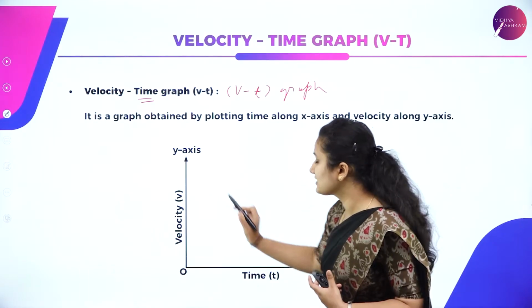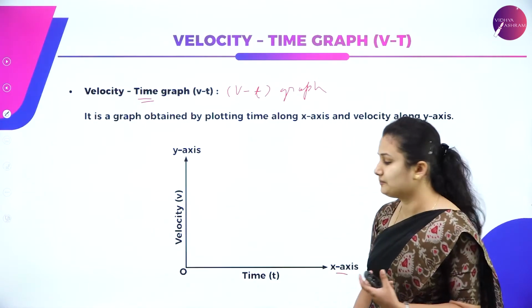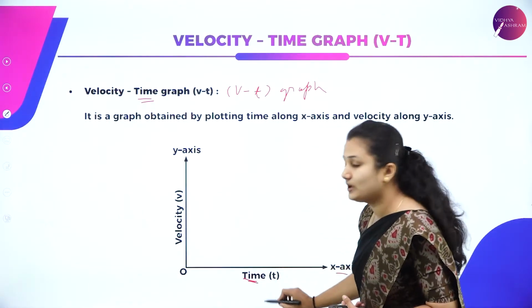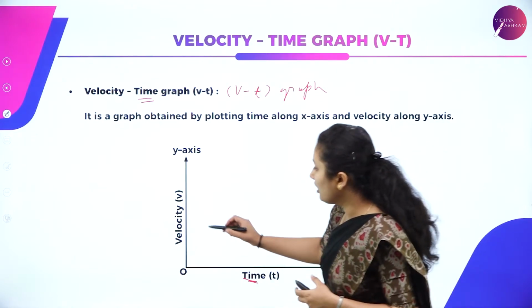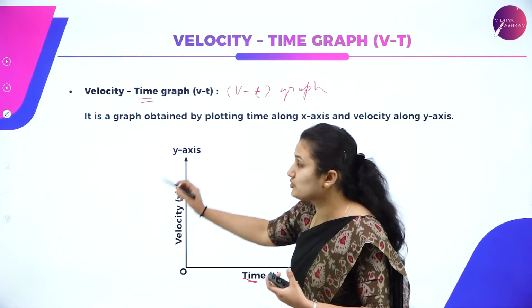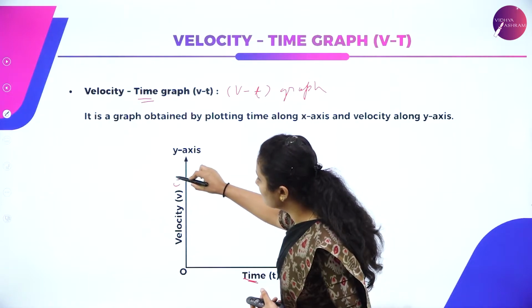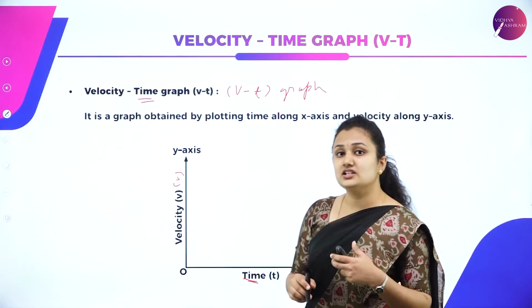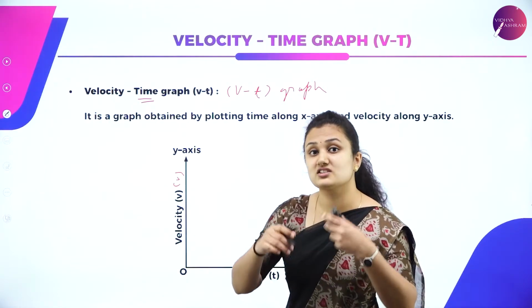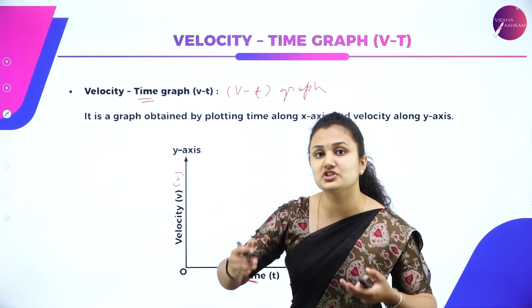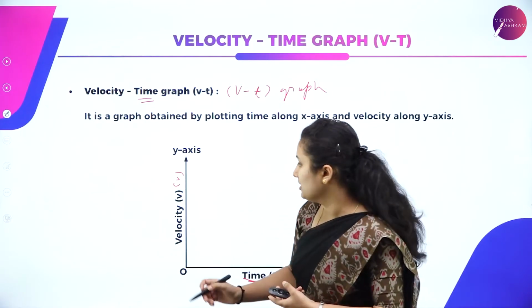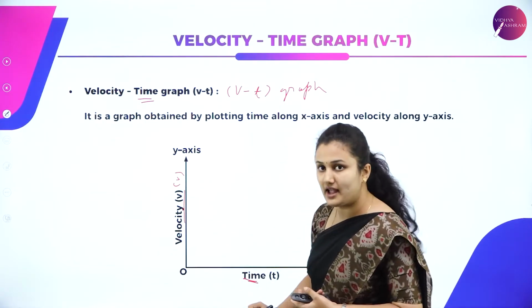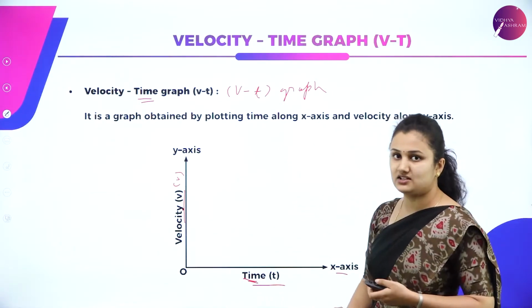So you have the y-axis and you have the x-axis here. Along the x-axis again we have time t. Along the y-axis, instead of position, we have velocity represented by v. What is velocity? Displacement by time. What is displacement? Change in position with respect to time. So we have velocity along the y-axis and time along the x-axis.